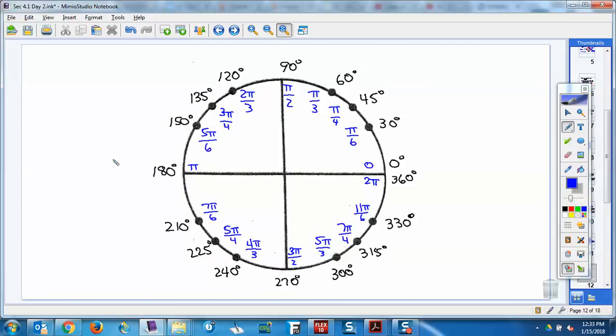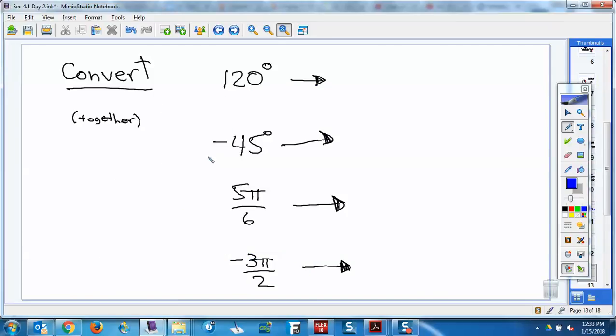Now, when you go the other direction, that's a little harder to do. So let's do a couple of these. Let's do a couple of these together. What's that?